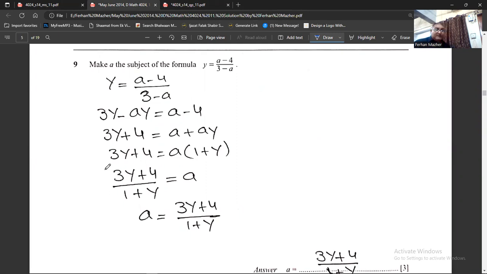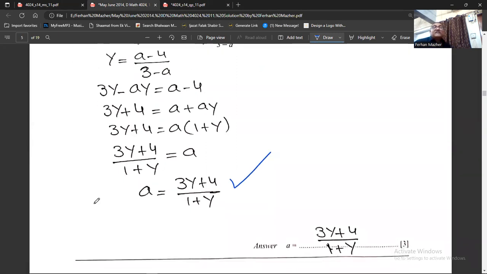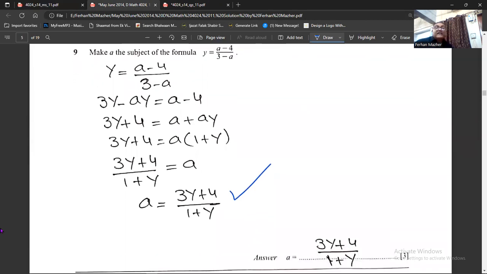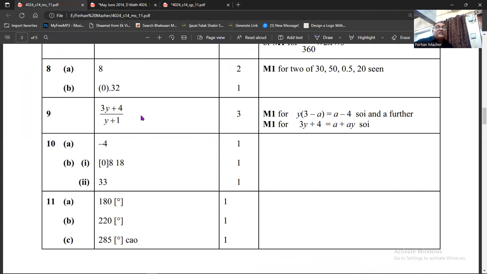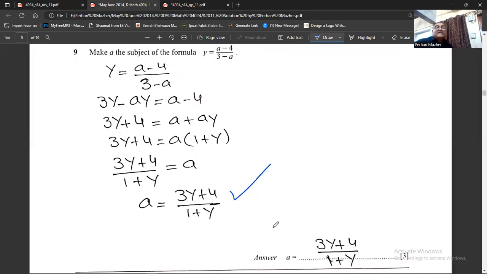Take a common. So here, bracket 1 plus y, bracket close. This bracket is multiplying with the a. Take this bracket to the other side, it will divide on the other side. So you will have 3y plus 4, and below it you will have 1 plus y, equals a. So a is equal to this. So this is our solution, and I hope you understand. Let's check: 3y plus 4 over y plus 1. This is the answer, sir. So I hope you understand.